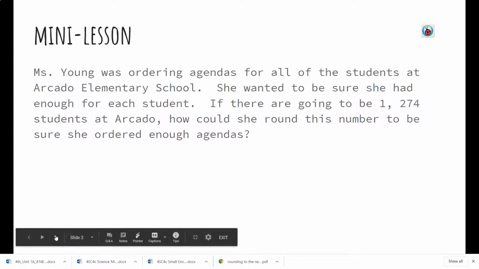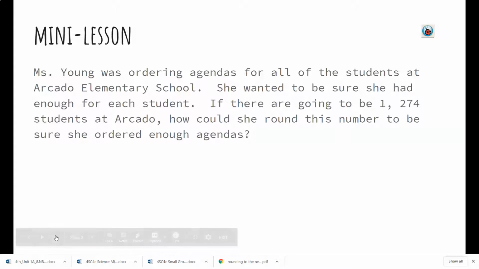Okay, friends, today we are going to work on some rounding using number lines, okay? So let's look at this problem together. Miss Young was ordering agendas for all of the students at Arcado Elementary School. She wanted to be sure she had enough for each student. If there are going to be 1,274 students at Arcado, how could she round this number to be sure she ordered enough agendas?